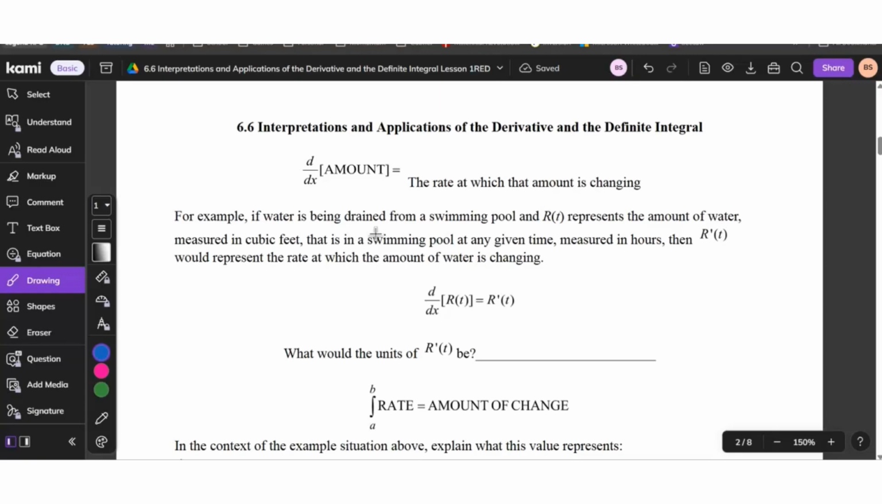So, if we have the derivative of an amount, then that is the rate at which the amount is changing. If we have water being drained from a swimming pool, and r of t represents the amount of water, then r prime of t is that derivative, and it would measure the rate at which the water is changing. What would the units of r prime of t be? If we look up here, what did it say? We have cubic feet, so it's going to be feet cubed per, and does it give us a time? Measured in hours. So feet cubed per hour is what our units would be. Does that make sense to people?